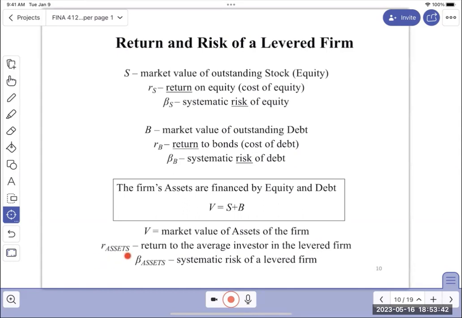So we're going to refer to the return to assets as the return to the average investor in the firm with leverage. Leverage referring to a firm that issues debt. The beta of assets is going to be the systematic risk of the levered firm. So this is the risk for the average investor in the levered firm. So I'm going to talk a little bit more to get us to understanding what this is.